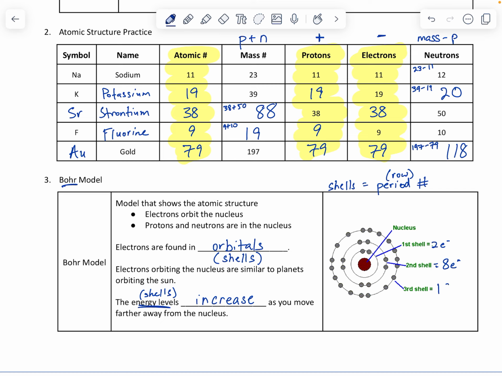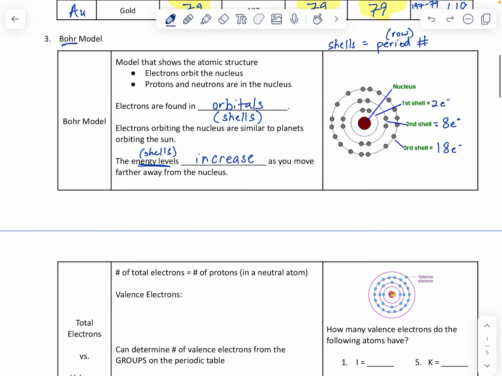The third shell is a little weird. We can fit only 8 at first, and then we enter the 4th level, which is the 4th row. But then what we'll see later on this unit is that you can actually go back into the third shell and add a couple more for a total of 18. So we'll talk about that a little bit more later this unit.